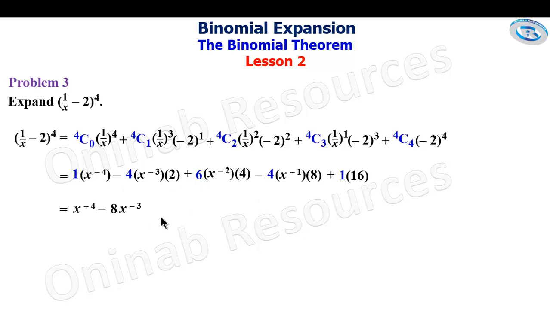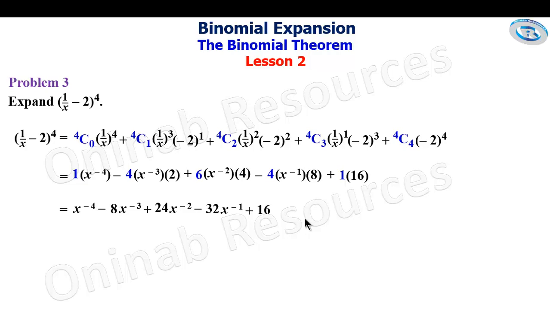6 times 4 gives 24. So plus 24x raised to power negative 2. 4 times 8 gives 32. So we have minus 32x raised to power negative 1, then plus 16. And that is all for the solution of problem 3.